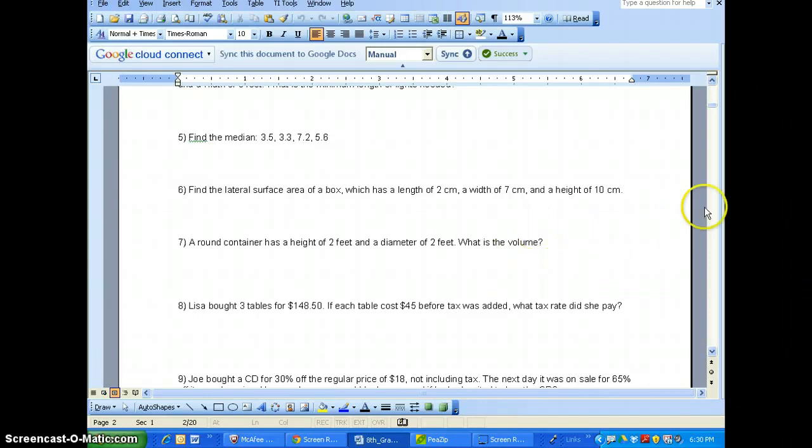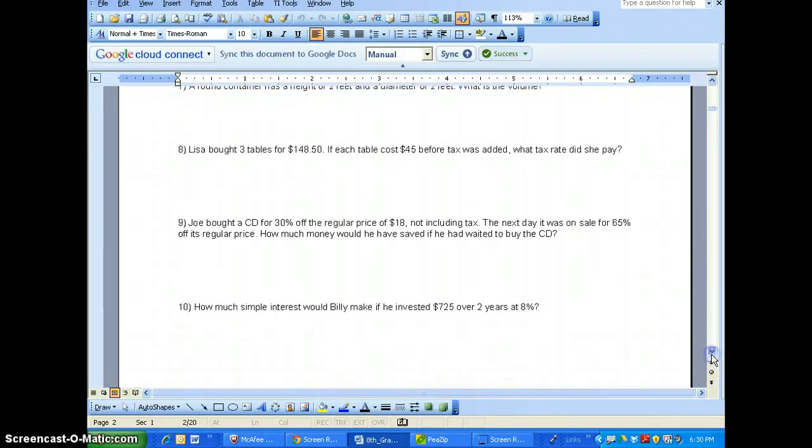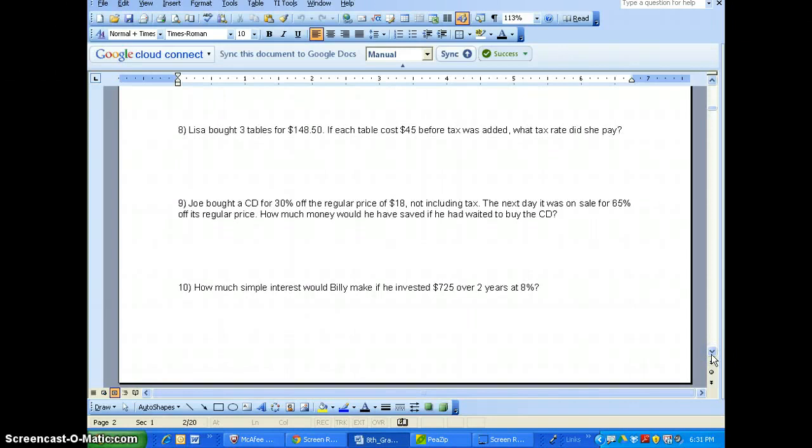Number 8. Lisa bought a table for $148.50. Oh, she bought 3 tables for $148.50. If each table, this is the tough one here, if each table cost $45 before tax was added, what tax rate did she pay? They're looking for the percentage that she paid in tax.